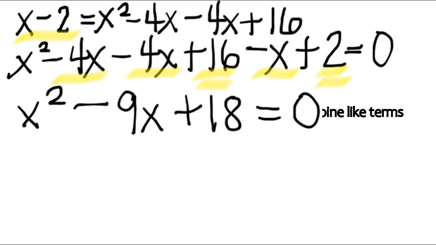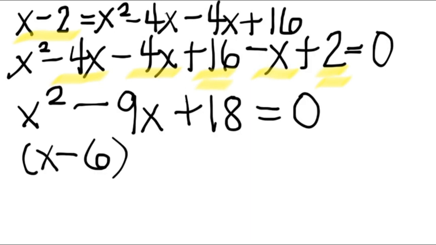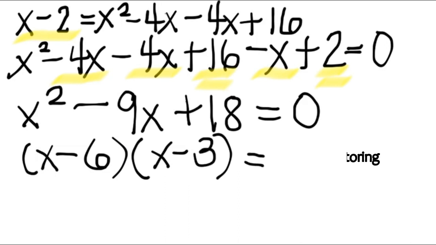We need to factor out the equation for us to get the value of x. So we are going to use factoring. So the factor of this equation is x minus 6 multiplied by x minus 3. Because if we are going to add negative 6 and negative 3, that would be negative 9. And if we multiply negative 6 by negative 3, that would be positive 18. And then zero product property.